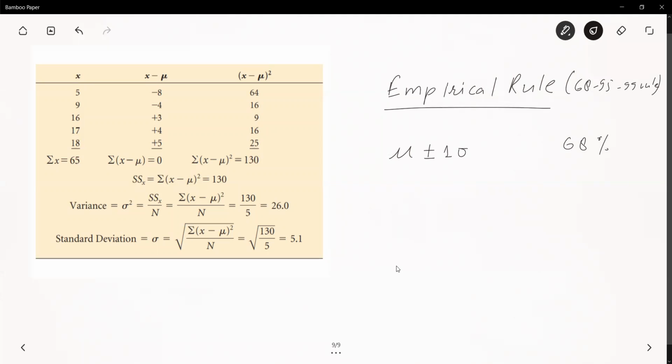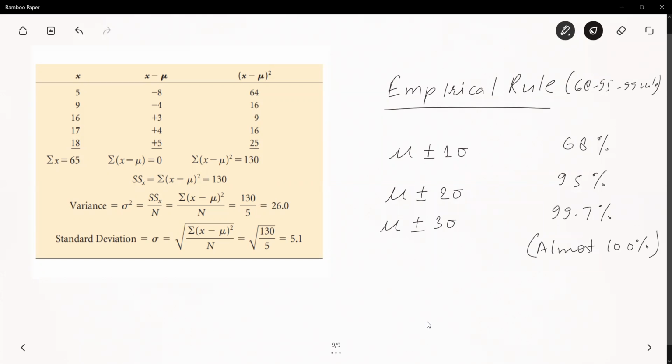So if we calculate mu plus minus 1 sigma, it covers 68% of your whole data. If we calculate mu plus minus 2 sigma, it covers 95% of your whole data. And if you calculate mu plus minus 3 sigma, it covers 99.7% of your whole data, which is almost 100%. So almost 100% of data it is trying to cover. This is what your empirical rule states.